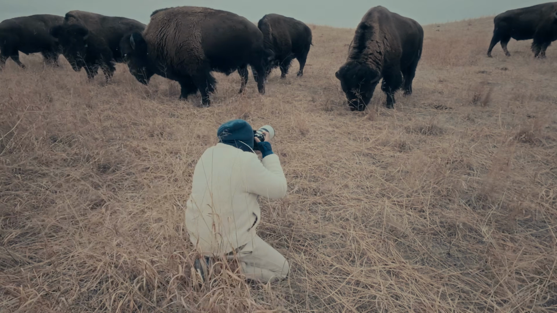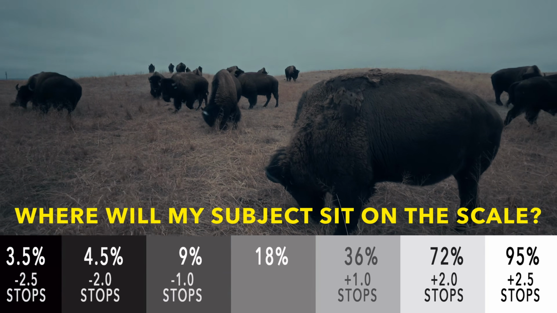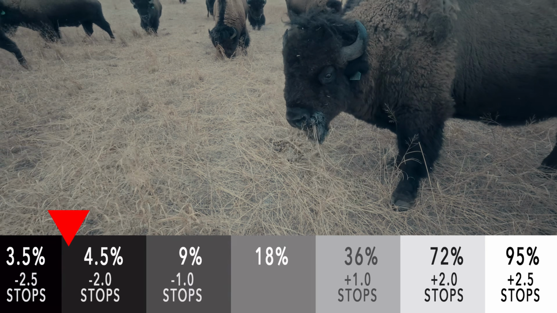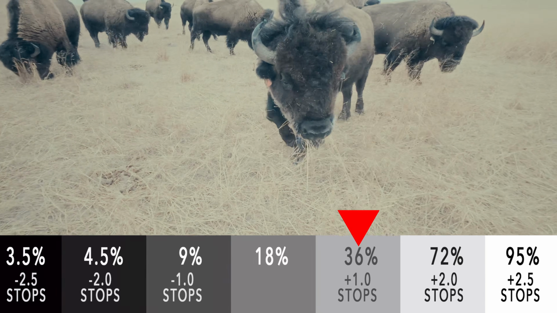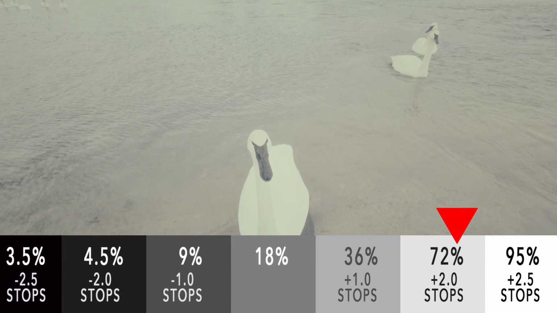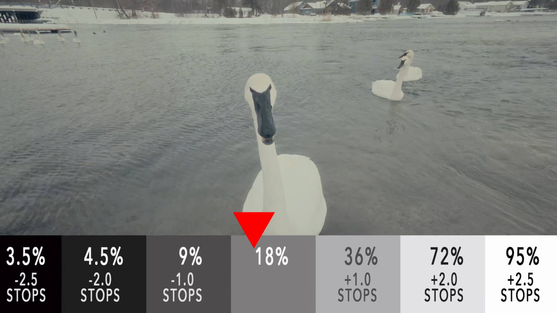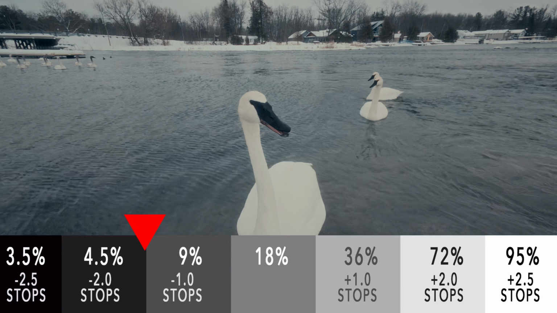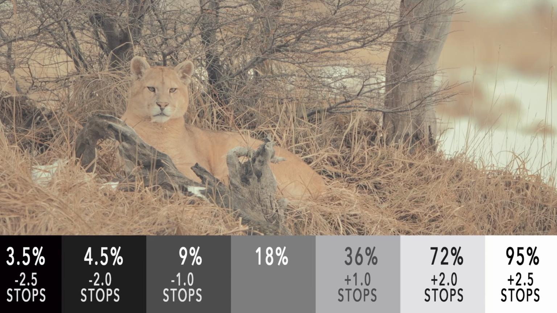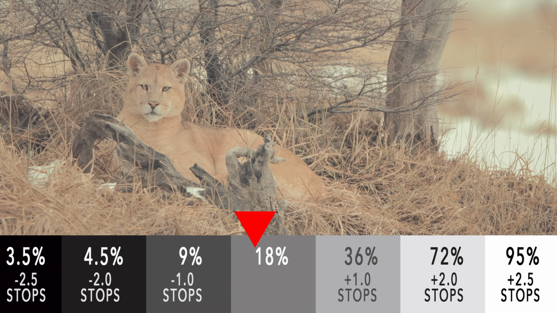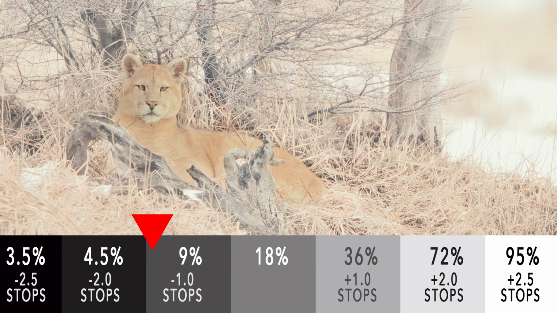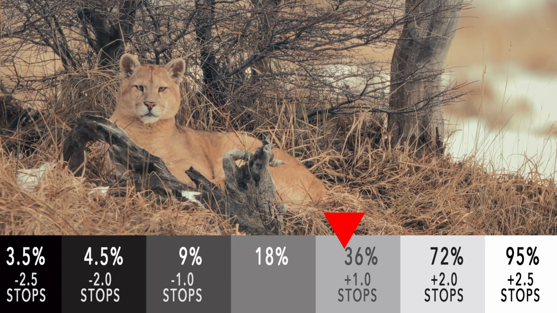I ask myself, where will my subject sit on the scale? If my subject sits in the black range, then I want more whites to create that separation. If my subject sits in the white range, then I want more black pixels in my image so my subject stands out and has contrast. And if my subject sits in the gray, I ask myself, do I want my subject to draw attention by being the darkest thing in the frame or the lightest?